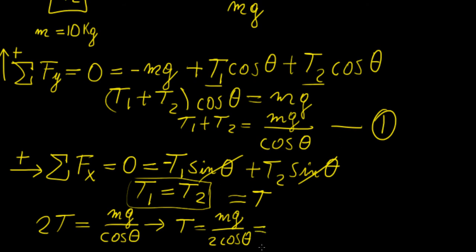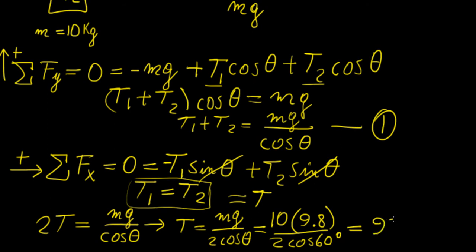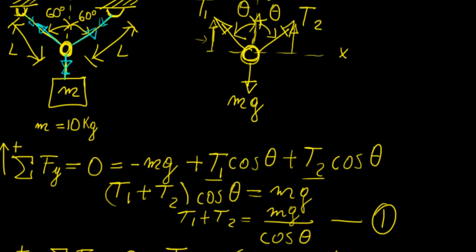And now if we plug in the values that we had, so 10 kilograms for the mass of the object hanging in there, 9.8 meters per second squared for the gravitational constant, and then 2 times cosine of 60 degrees. So that's going to give us a tension force of 98 newtons. Because we know that cosine of 60 degrees is just 1 over 2, so that 2 cancels out with that, and then we just have 98 newtons. So that is the total tension acting on each of these wires here.